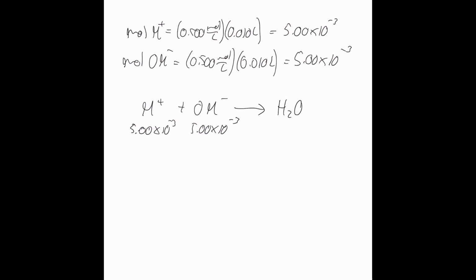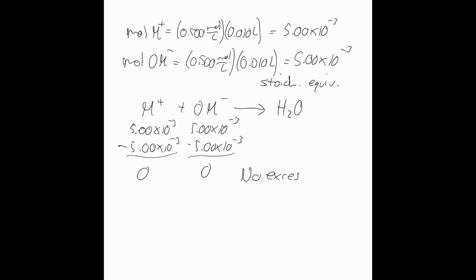There is no limiting reactant. Both of them are stoichiometrically equivalent. So we have stoichiometric equivalent amounts. So we're going to subtract away that, subtract away that, and lo and behold, we have no excess H plus or OH minus.